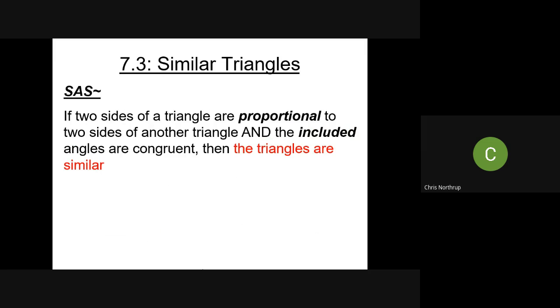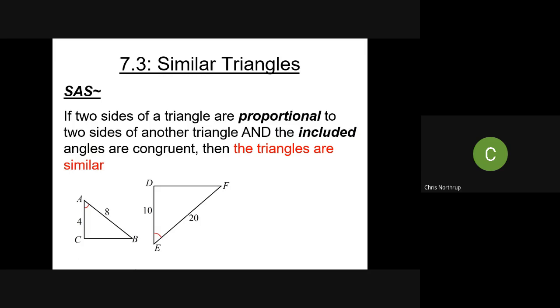The next shortcut is called side angle side similarity, and it's very much like our congruence for the side angle side with triangles. If you have two sides of a triangle proportional to two sides of another triangle, and the included angles are congruent, that's enough to say that the triangles are similar. So this is almost the same as side angle side congruence, with the exception that the sides don't have to be congruent, they just have to be proportional, meaning the ratios of their lengths are equal.